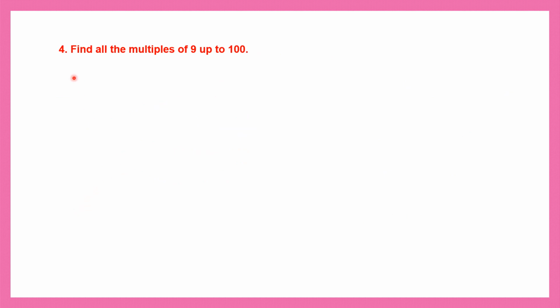Next one, question 4. Find all the multiples of 9 up to 100. So multiples are just tables. So let's write it down. 9 ones are 9. So we have to write all multiples up to 100. 9 twos are 18. 9 threes are 27. 9 fours are 36. 9 fives are 45. So what are all the multiples so far that we have? 9, 18, 27, 36, 45. We have to go up to 100.